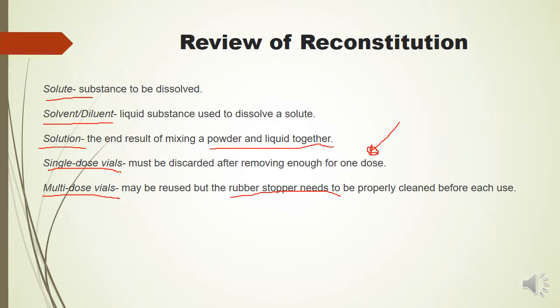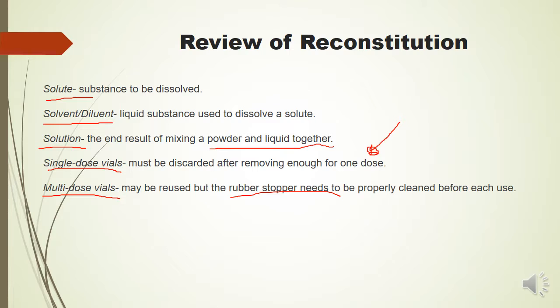Reconstitution. Solute is the substance to be dissolved, our hot chocolate powder. Solvent, or dilutant, is the liquid substance we use to dissolve our solute. Solution is the end result of mixing our powder and our liquid together. Or it may not be powder and liquid, it may be our reconstitution of concentrated orange juice.